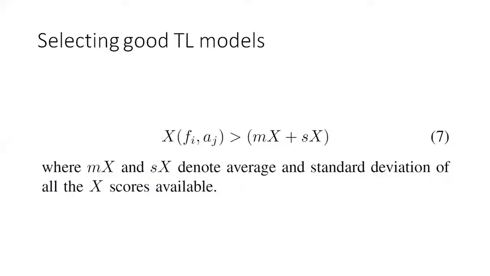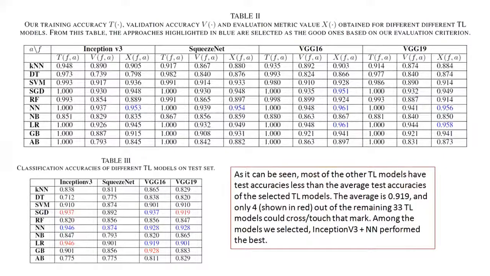This threshold is determined by the average and standard deviation of all the X values we got for all the models we considered. These are the results we get for all the models we tried out. Their training and validation accuracy is given, and their X value is given. We select 7 models based on that criteria, and we see that their test accuracies are also very high.